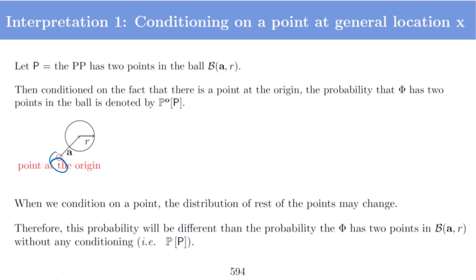Therefore, that is the main reason that if you do not condition on the origin, the probability that there are 2 points in this ball may be different than when you condition on the point. That is because the location of a point can affect the distribution of other points at different locations for a general point process.